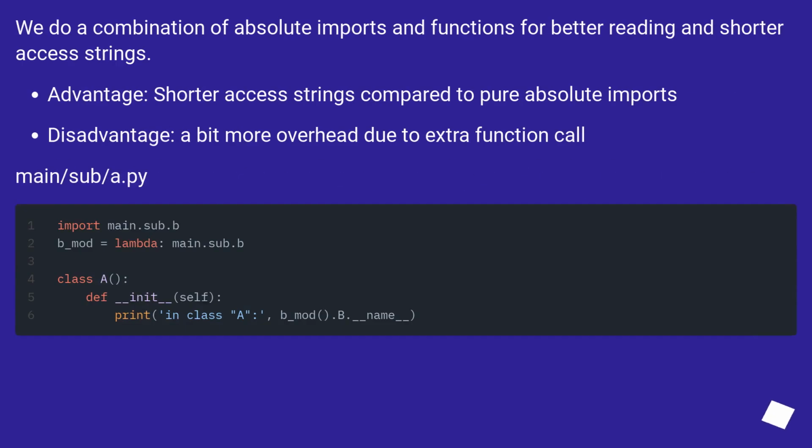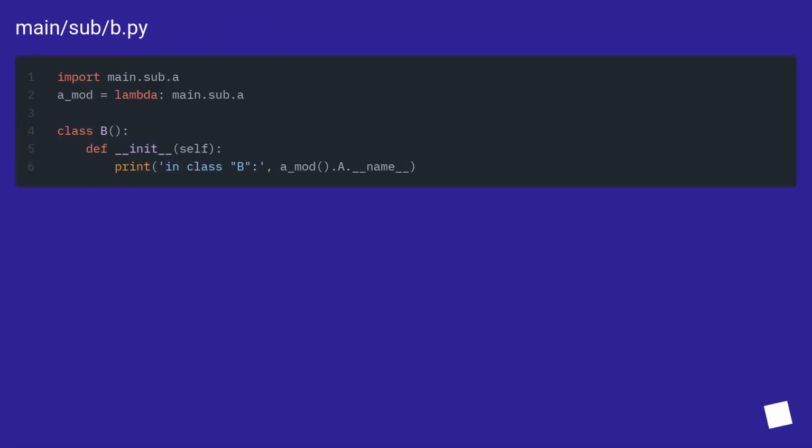We do a combination of absolute imports and functions for better reading and shorter access strings. Advantage: shorter access strings compared to pure absolute imports. Disadvantage: a bit more overhead due to extra function call. main/sub/a.py, main/sub/b.py.